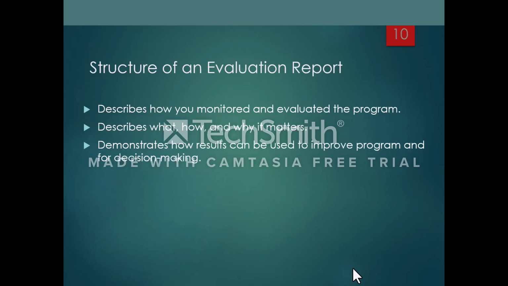So there's a structure of how to write your evaluation report. So it describes how you monitored and evaluated the program. The evaluation report also describes what, how, and why it matters. It also demonstrates how results can be used to improve the program and for decision making. So this is how your evaluation report should be structured.